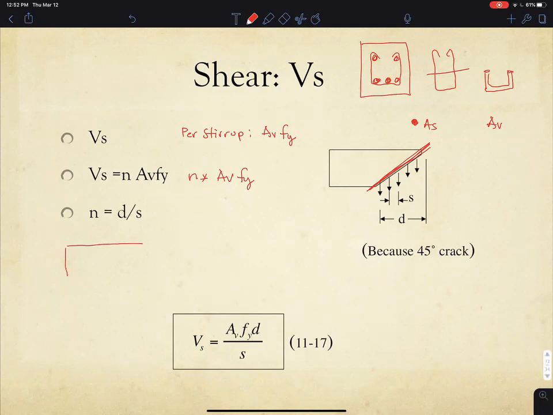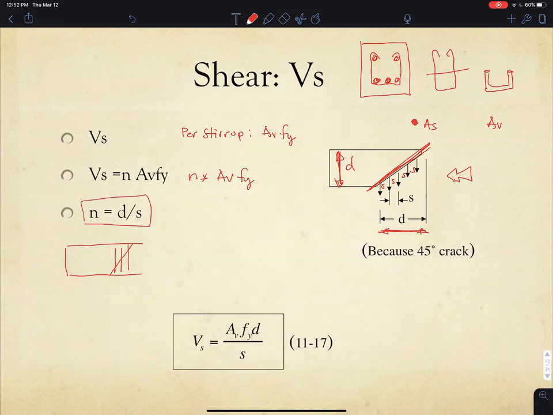Because we talked about principal tensile diagonal tension being at 45 degrees. So there you go. And you're going to have some stirrups that go across this crack. And the question is, how many of them go across the crack? I've drawn that picture here. If this height here is d, because it's 45 degrees, that horizontal distance will be d. And if you space them at s, plus or minus 1 stirrup, the number that cross that crack is d divided by s. So that's how many there are.